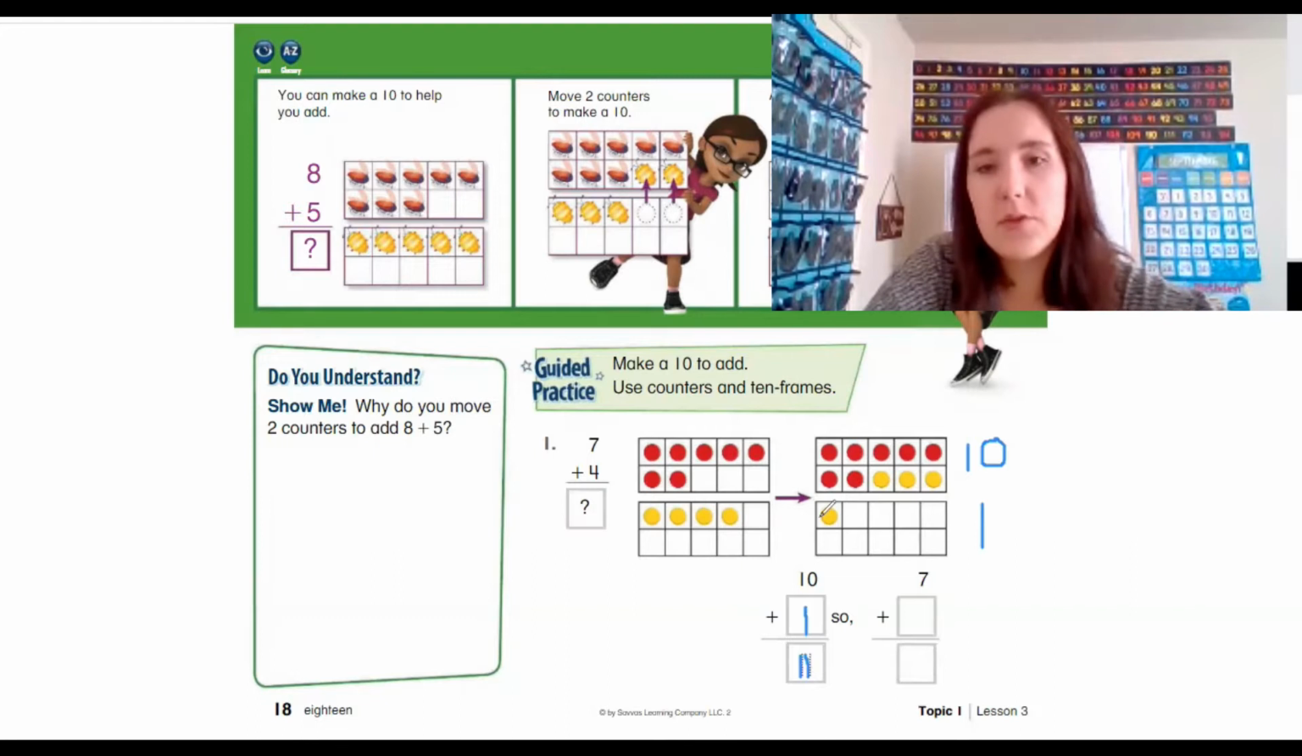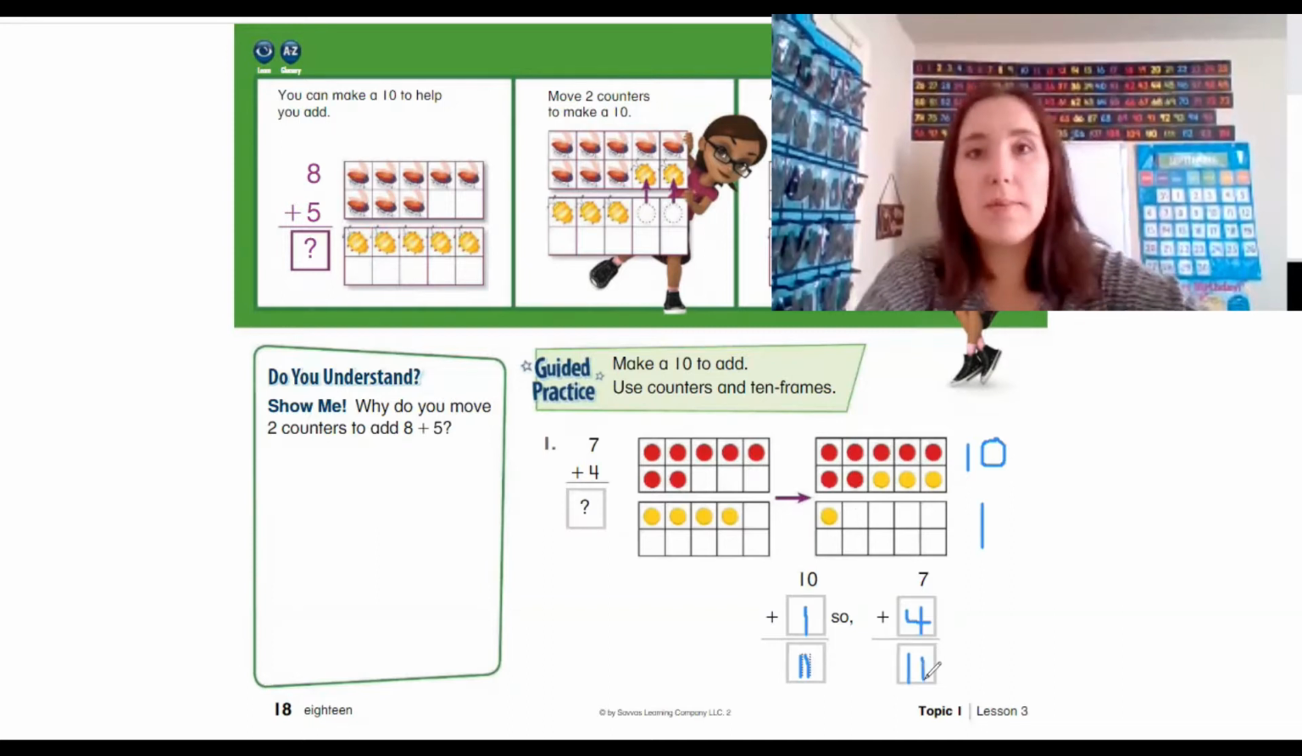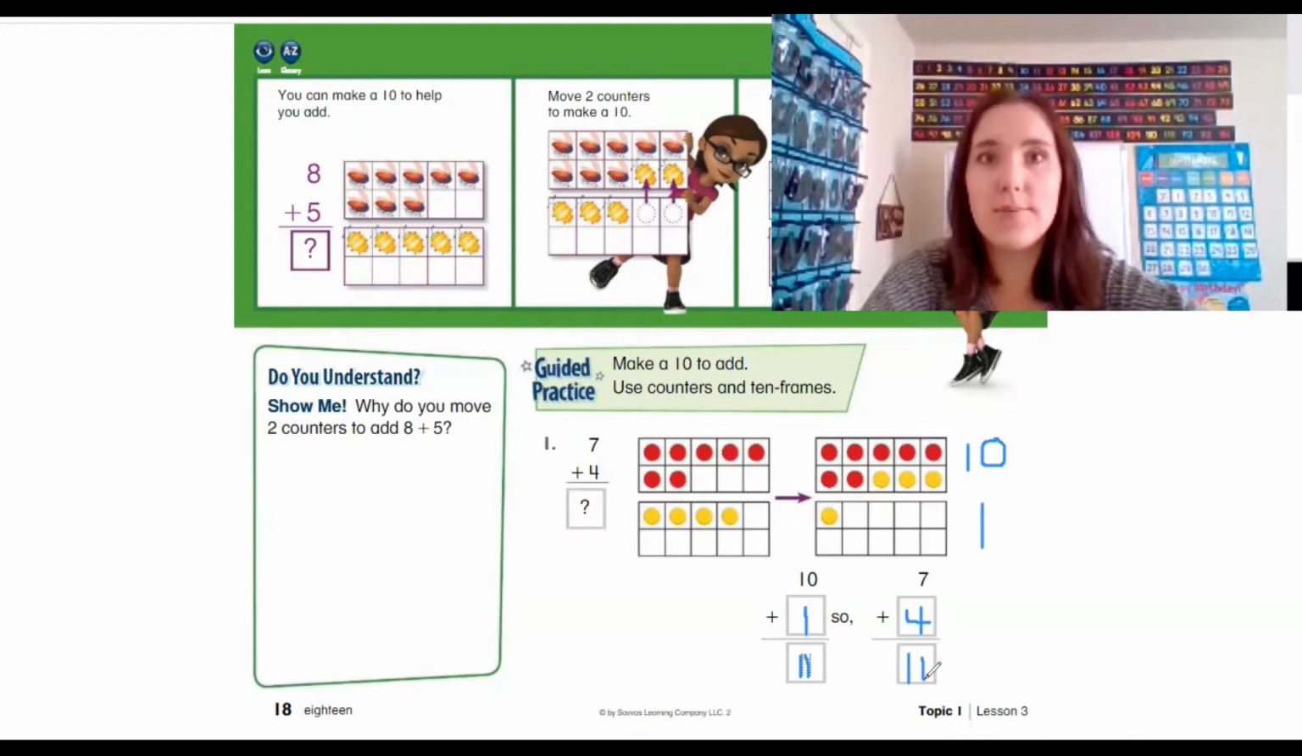So if the number of counters didn't change from 7 plus 4, then we know that 7 plus 4 also equals 11. Using 10 frames and counters really makes our math problem super easy.